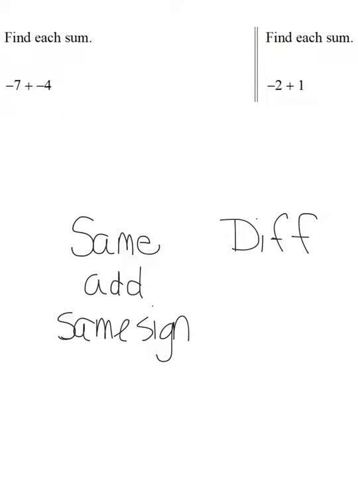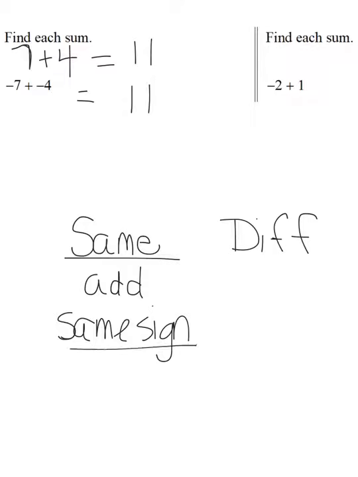Okay, let's go ahead and look at the first example, because in the first example I see that the symbols are both the same. They're both negative. So now I think absolute value, that means I ignore the symbols right now and just do the 7 plus the 4 because we're going to add them together. Well, 7 plus 4 is equal to 11. So therefore, I know part of my answer is 11.